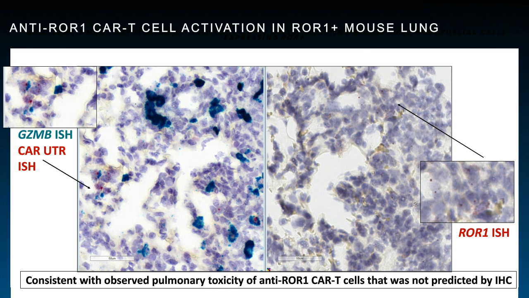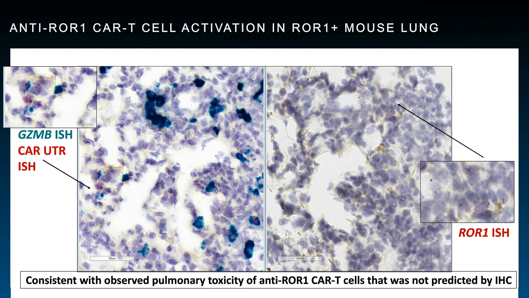And this is an example of on-target off-tumor effect, which can be very serious in cases of CAR T cells. So here, in the presence of ROR1, the CAR T cells are present, as you see on the left-hand side panel, and the positive signal of granzyme B indicates that they are also engaging, causing the pulmonary toxicity.